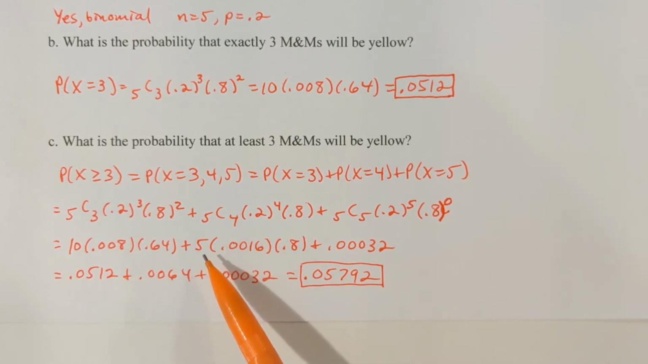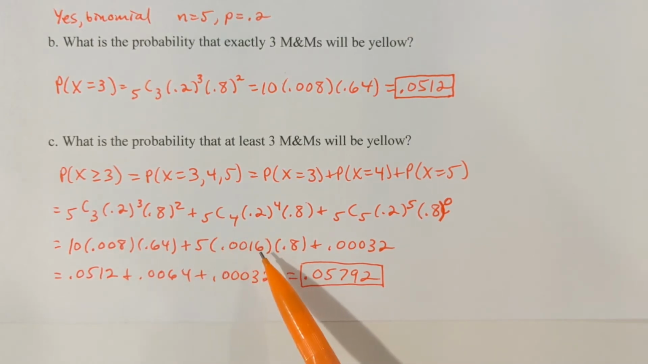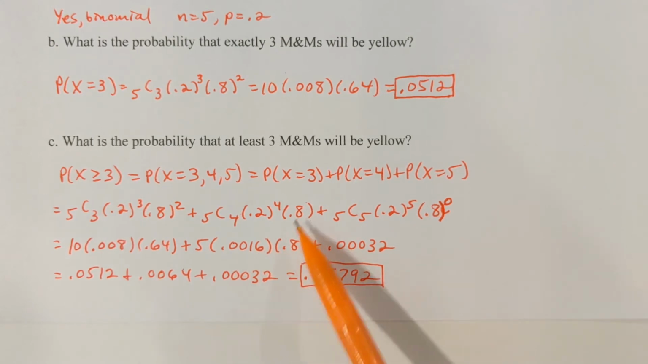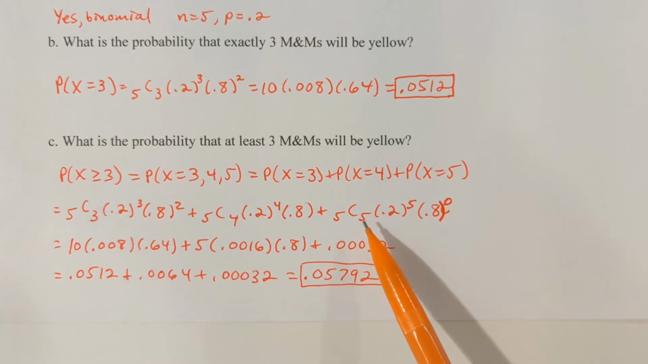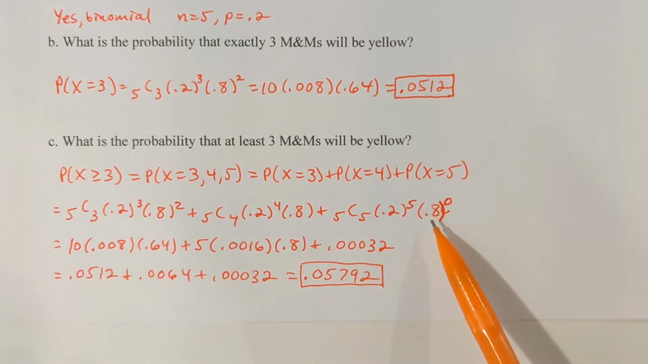5 choose 4 is 5. 0.2 to the fourth is 0.0016, and then times 0.8. 5 choose 5 is 1. Remember, anytime you've got n choose n, that's always 1. Also, anything to the 0 power is 1. Okay. Now, on this one, all we have to do is type in 0.2 to the fifth.